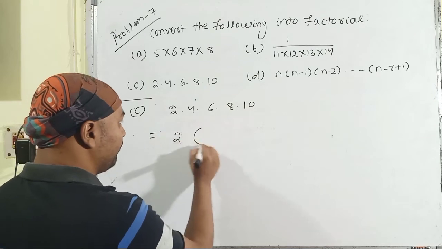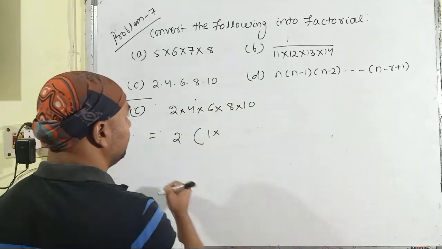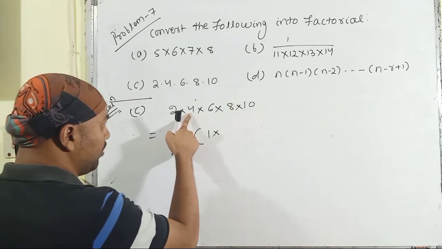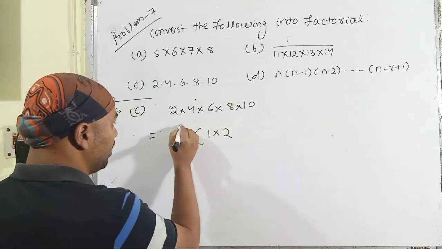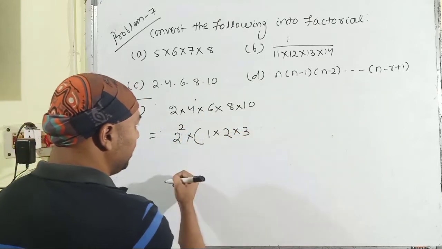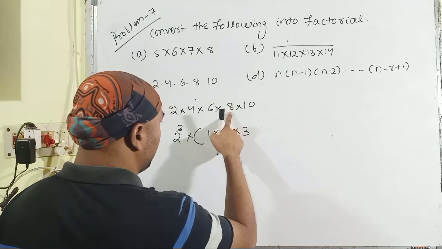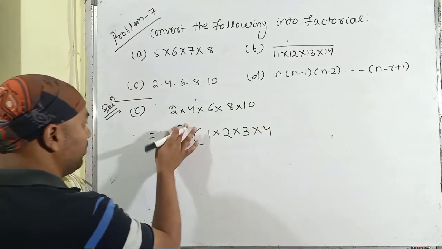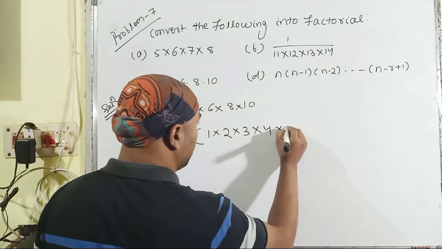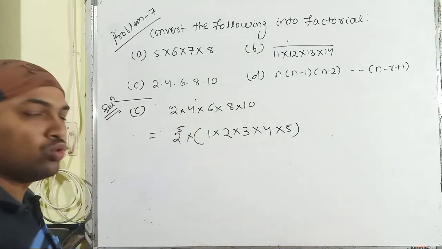Taking 2 common, from 2 it becomes 1. Then taking another 2 common from 4, it will be 2, but here it will be 2 square. Taking another 2 common from 6, it will become 3, and here it will become 2 cube. Taking another 2 common from 8, it will become 4, and here 2 to the power 4. Taking another 2 as common from 10, it will become 5, and here the power of 2 will be 2 to the power 5.